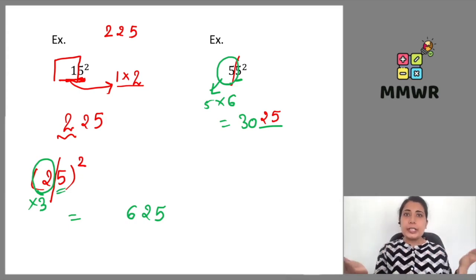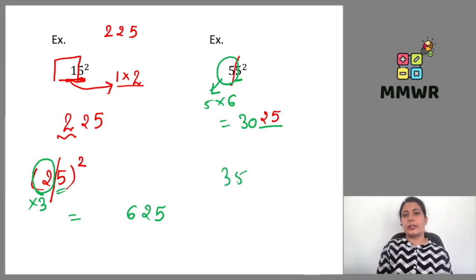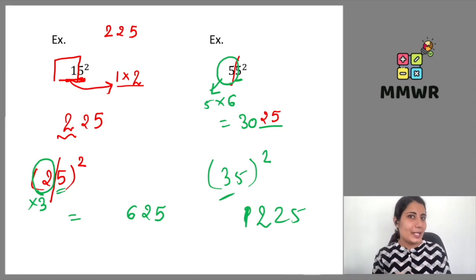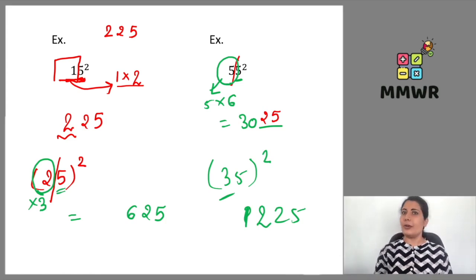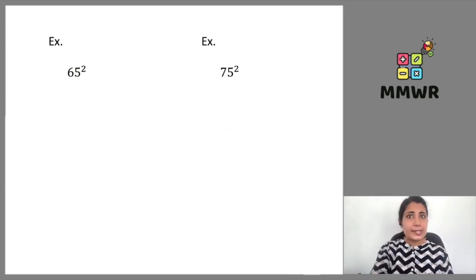We can do everything mentally also. Let's say we have to find out the square of 35, right? 35 square. So simply 25, 3 multiplied with 4, 3 fours are 12. So 1225 is going to be the square of 35. So it is interesting, right? Let's move to many more examples here.